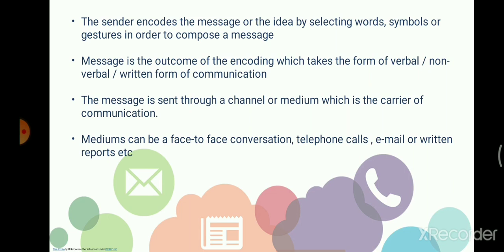So when the sender is trying to encode something, it takes the form of a message. It can be verbal when you're trying to speak to somebody. It can be non-verbal. Your gestures are considered to be non-verbal. Facial expressions are considered to be non-verbal, or any kind of written form of communication when we give reports. So this message, which is in an encoded form, is sent through a channel. You can call a person, you can email a person, and this email, these phone calls, these messaging apps are called a medium, and they serve as a carrier of communication.